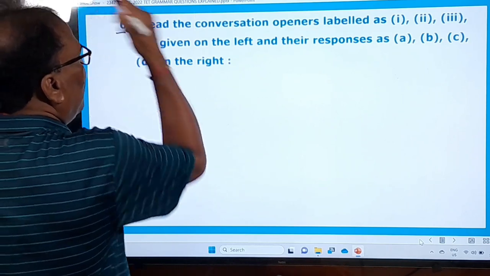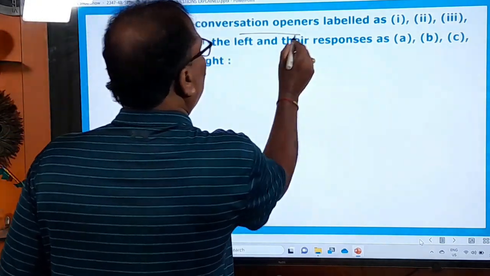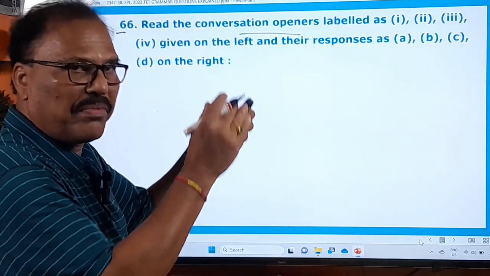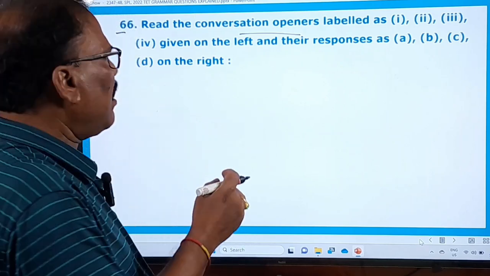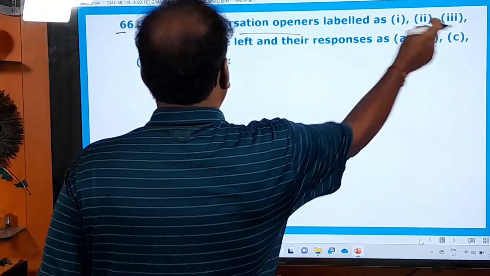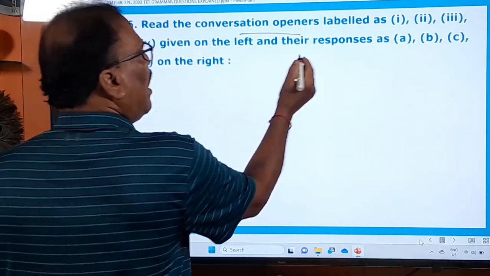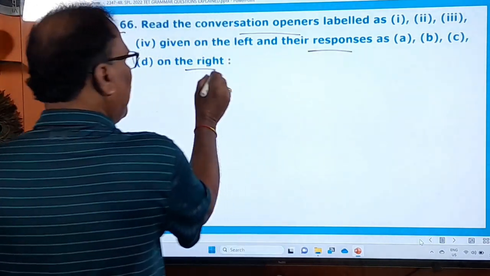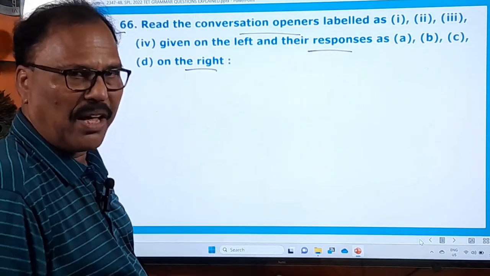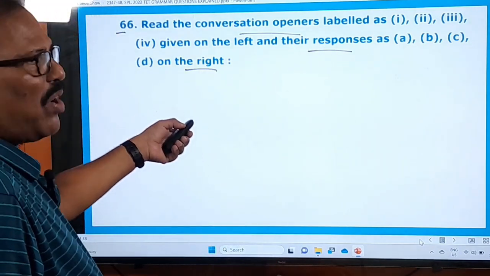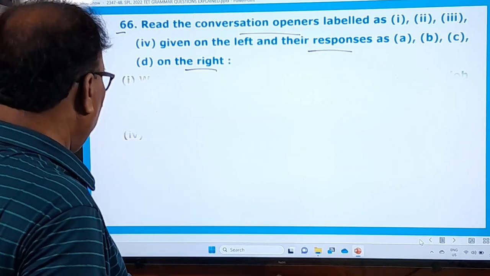The 66th one is there. Read the conversation openers. He has given some conversation openers, labeled as 1, 2, 3, 4 on the left side, and their responses A, B, C, D on the right. Now we have to match both of them. What are the openers and what are the responses? Let us see them here.